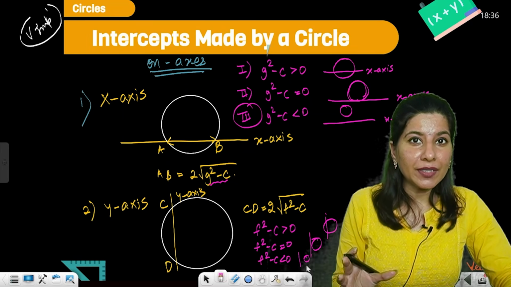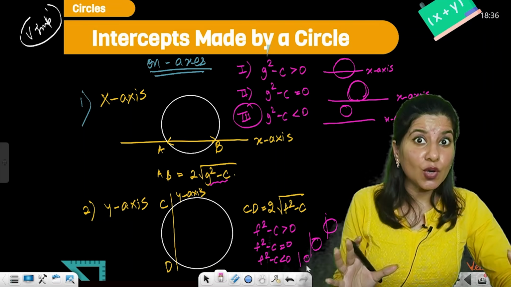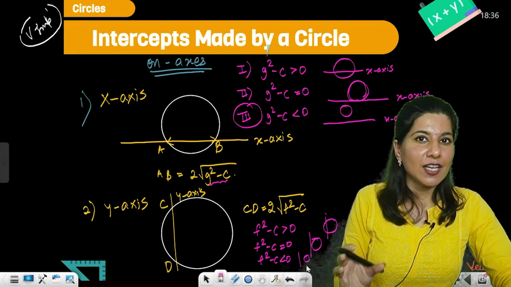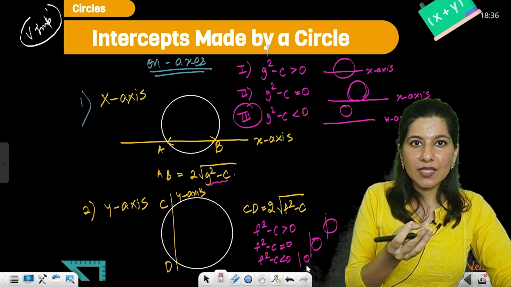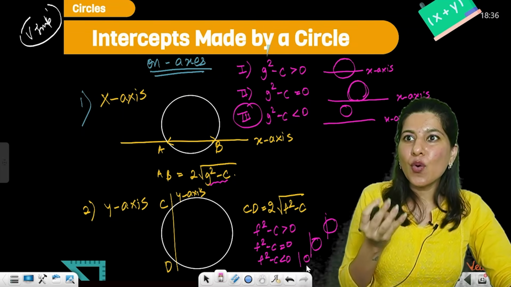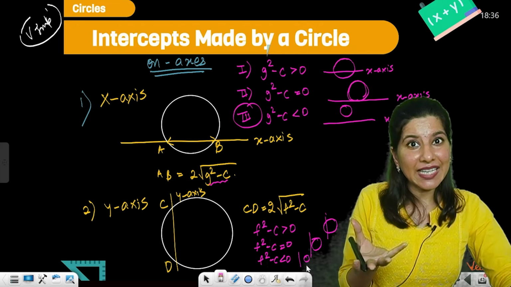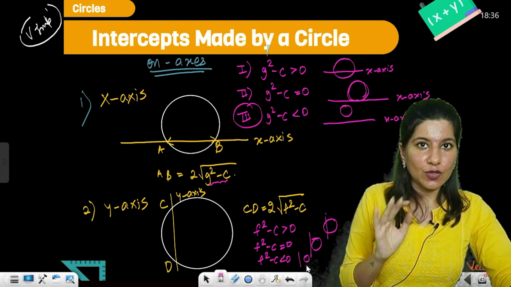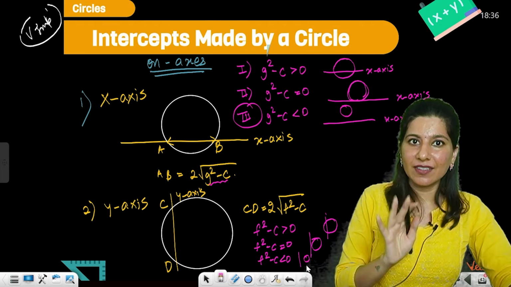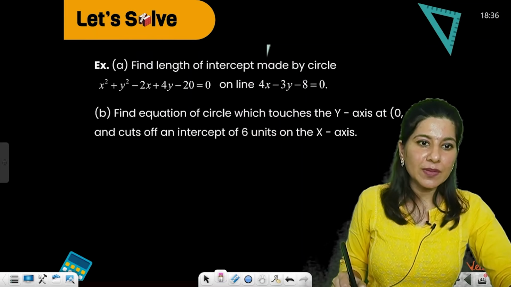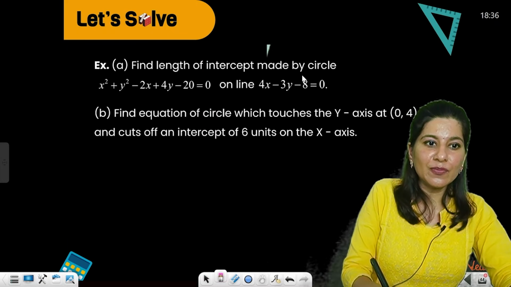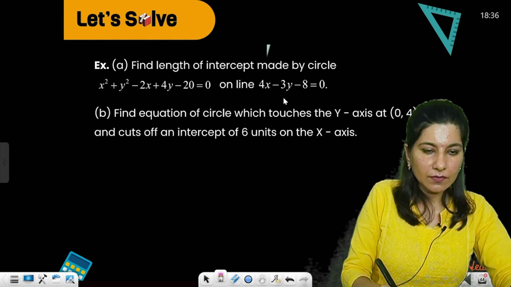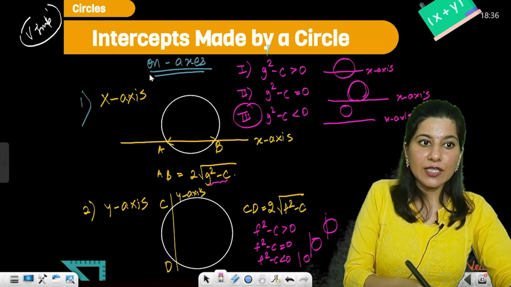If you want to plot a circle properly, you will know the center, you will know the radius, but sometimes you might get confused. Okay, I know the center, I know the radius, but I don't know whether the circle is intersecting the x-axis or y-axis, or it is not touching at all. So in that case, you can just check from this. Okay, so let's solve some problems now, then you will understand. Find the length of intercept made by, okay, yeah, so this is the first thing.